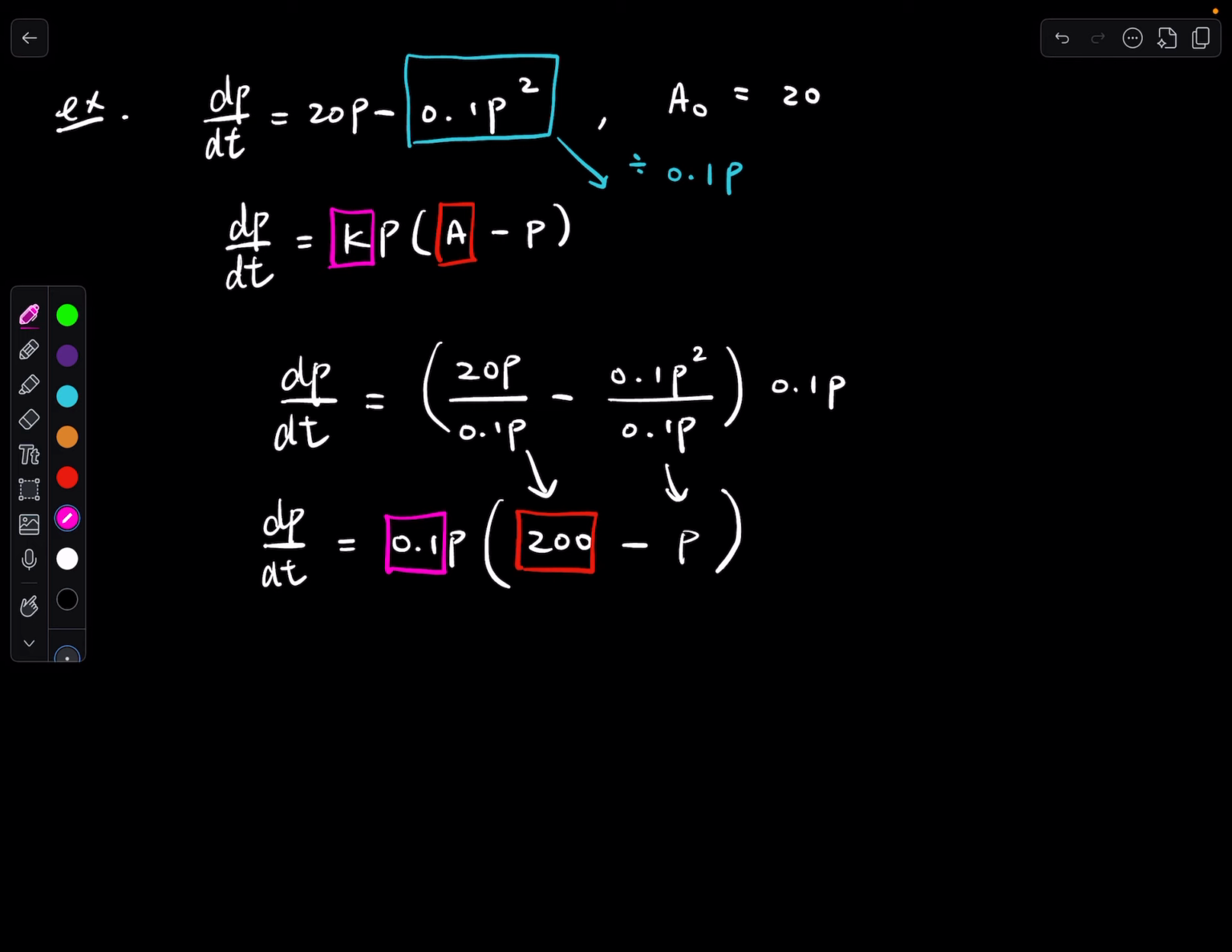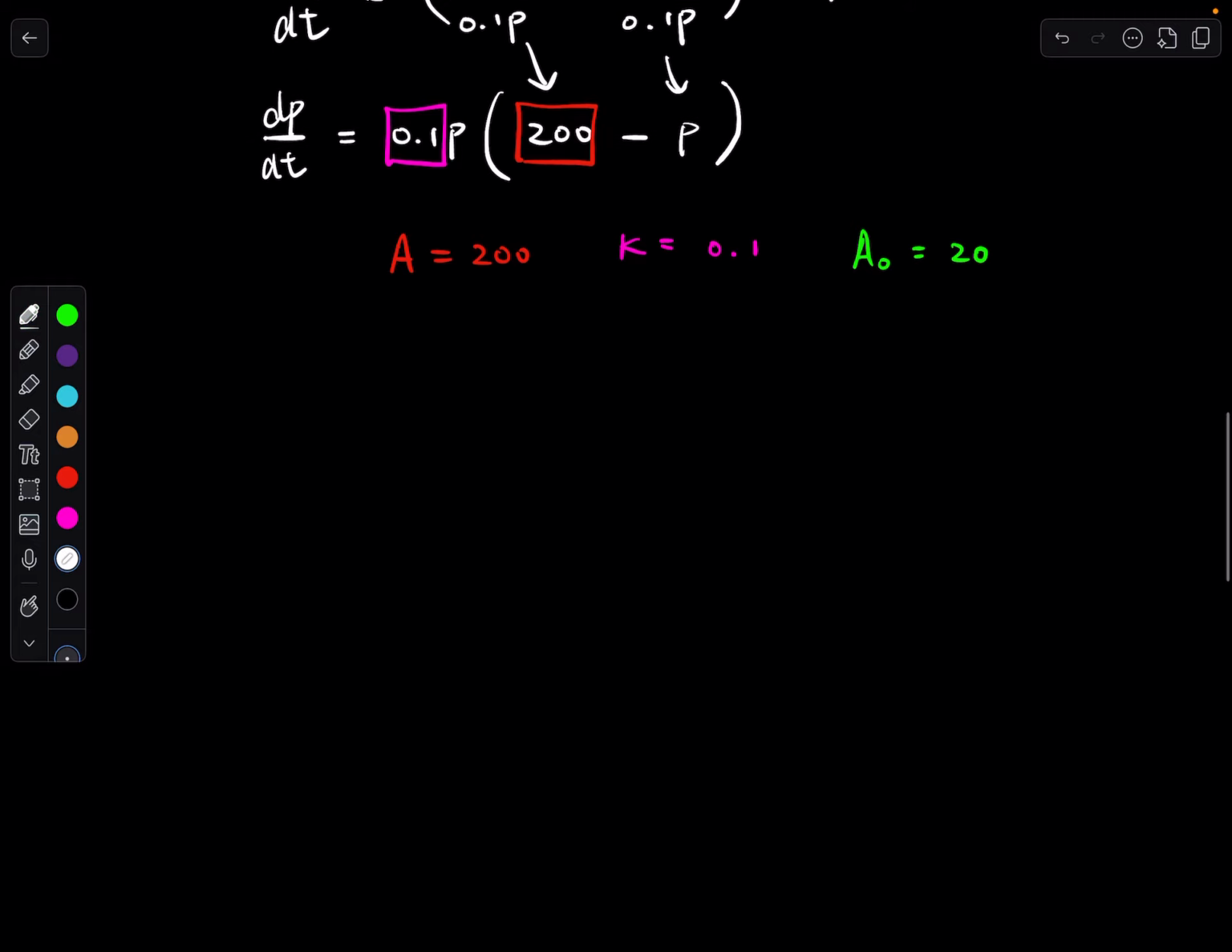So now that I have found what K and A are, let's write it down. A is equal to 200. And K is equal to 0.1. And don't forget that we have an initial value of 20. So let me just write it in green. P0 equals 20. We're ready to write the equation for this differential equation.